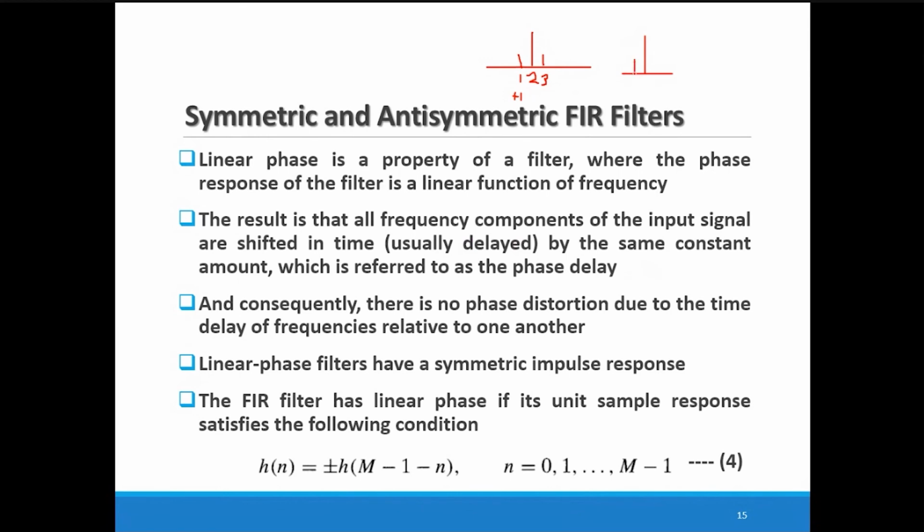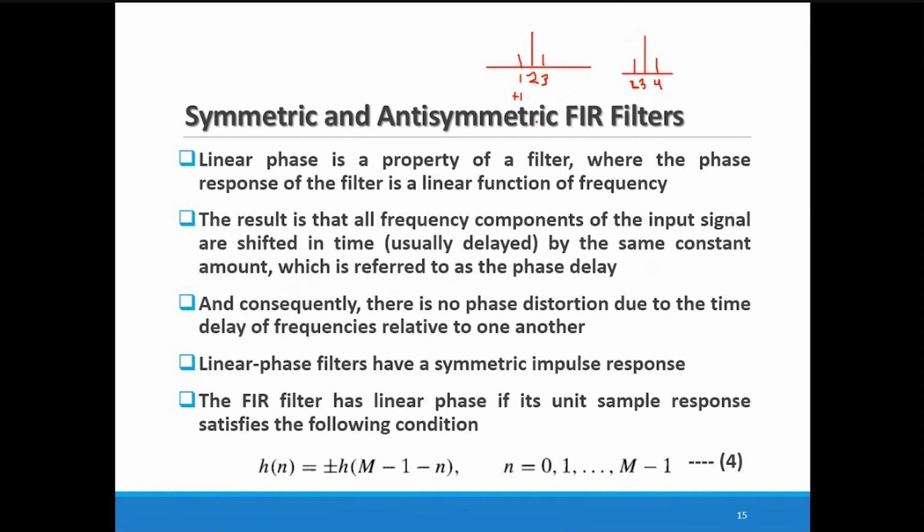These 3 components remain the same, but their locations are 2, 3, and 4. So here a +1 delay is added, and after that the location of the components will become 2, 3, 4. This is referred to as the phase delay. And consequently, there is no phase distortion, because of what happens next.